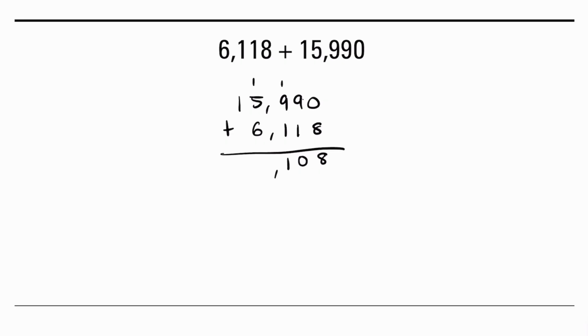1 plus 5 is 6. Plus 6 is 12. Carry the 1. And then those become 2. And so ultimately we get 22,108.